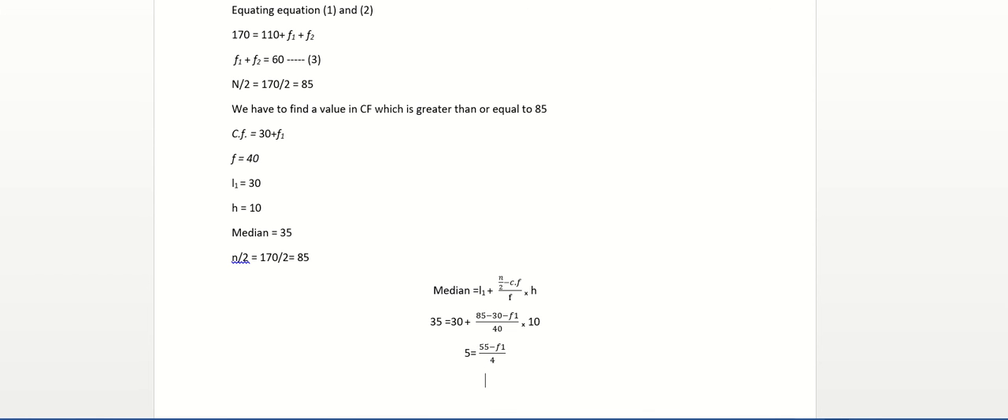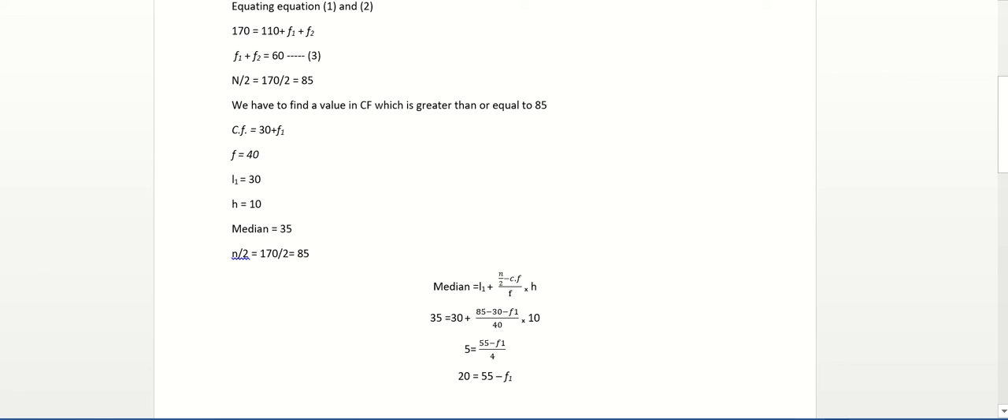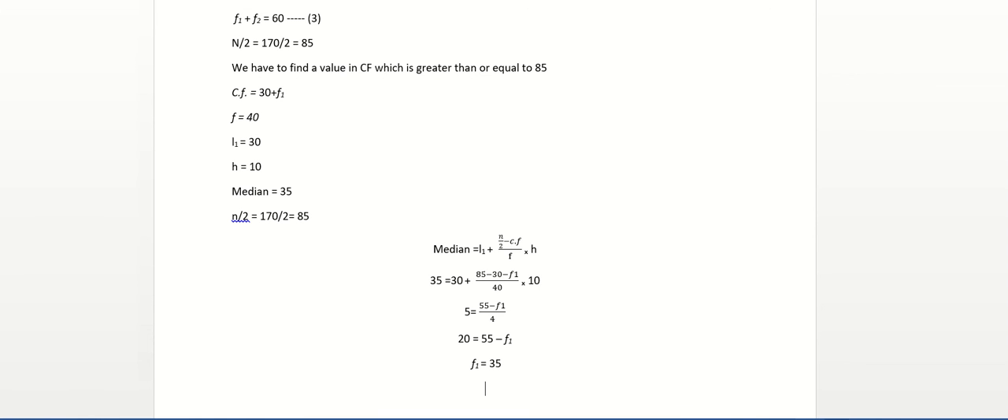Next we will cross multiply. 5 into 4 is 20. 20 equals to 55 minus F1. So here F1 we can calculate. So F1 becomes 20 minus 55. This is 35, and we can cancel out the minus sign. So F1 is 35.